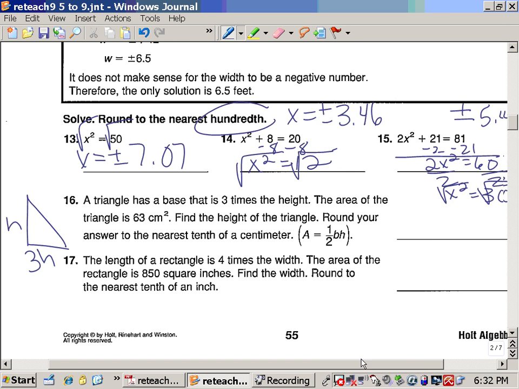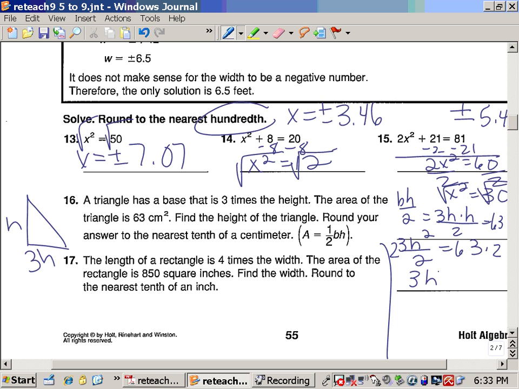Well, the area is going to be base times height divided by 2. If the base is 3h and the height is h, divide by 2, and that's supposed to equal 63. That gives me 3h squared over 2 equals 63. Now I need to multiply both sides by 2. 3h squared is equal to 126. And divide both sides by 3. So h squared is equal to 42.